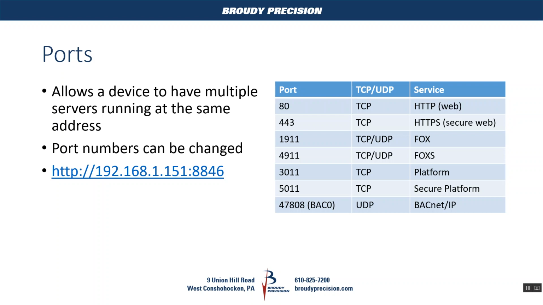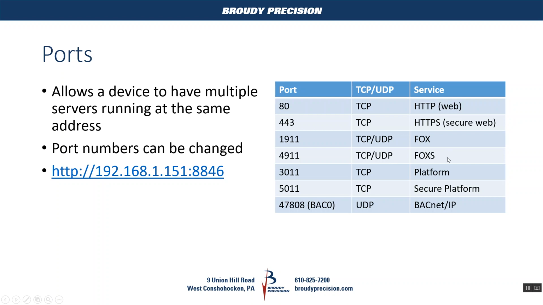And then if we look down our table here on the right, we have some other ports that we're probably a little bit more familiar with: Fox, FoxS, and our platforms, Platform Secure and regular platform. For our Fox and FoxS, you'll notice we're using two different kinds of packets. We're not just using TCP like our HTTP connections are. We're using TCP and UDP, and that's because the Fox protocol supports discovery.